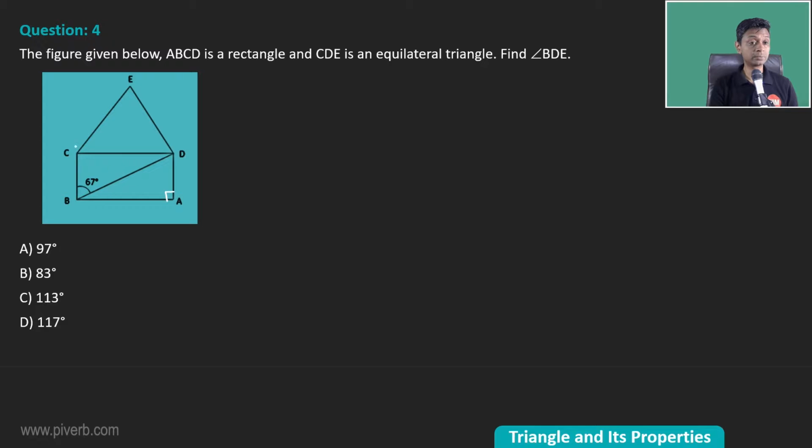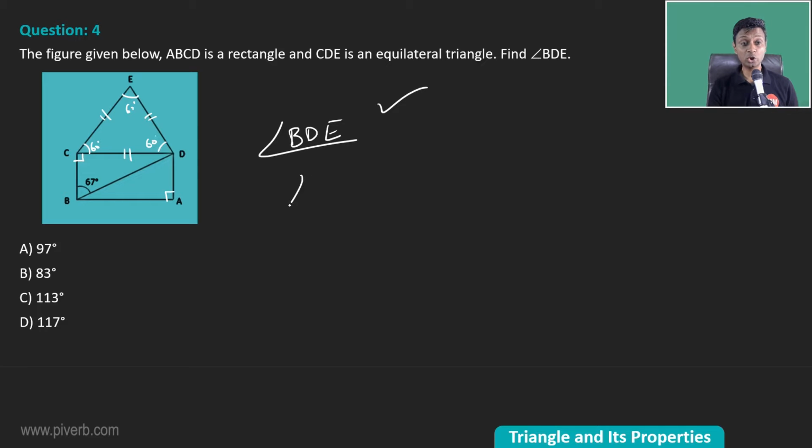This is 90 degrees. This is 90 degrees. Then equilateral triangle, all three sides are equal. So this angle is 60. This angle is 60. This angle is 60. This is 67. So we want to find angle BDE.